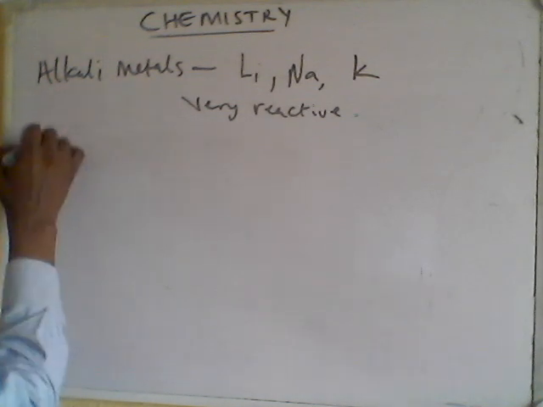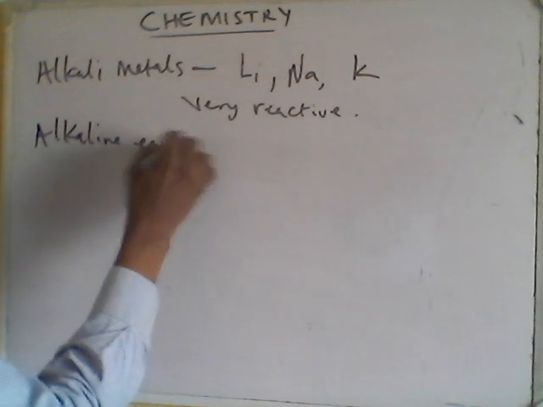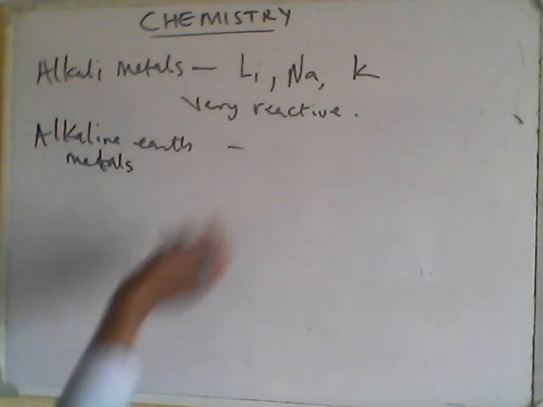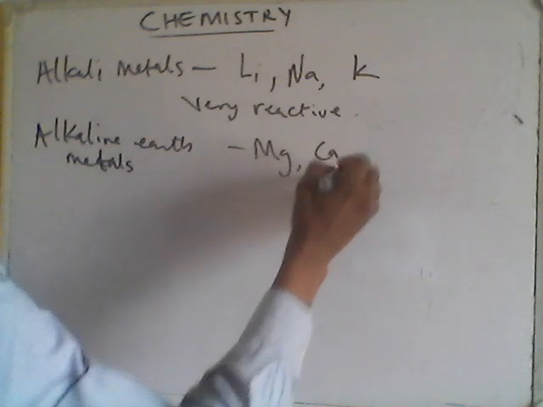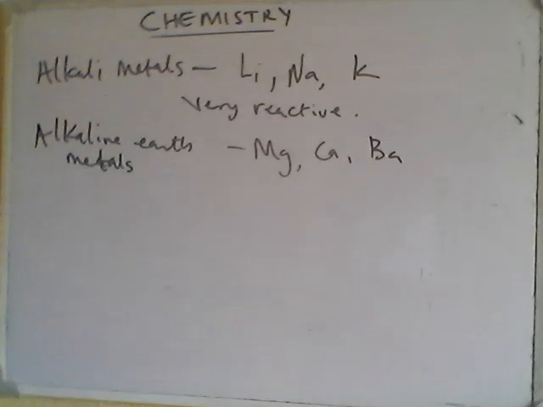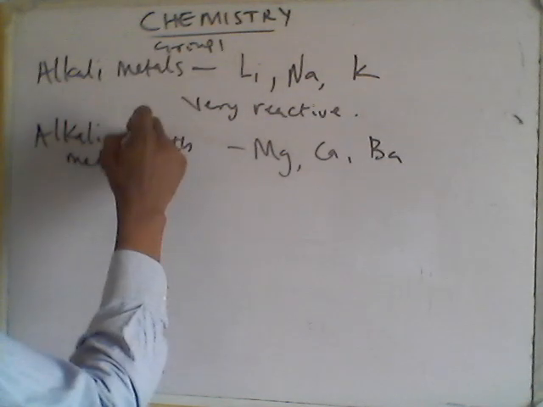Then you have the alkaline earth metals. Examples of alkaline earth metals are magnesium, calcium, and barium. Reactive, but less than group 1. Okay, so these are group 1 elements, and these are group 2 elements.